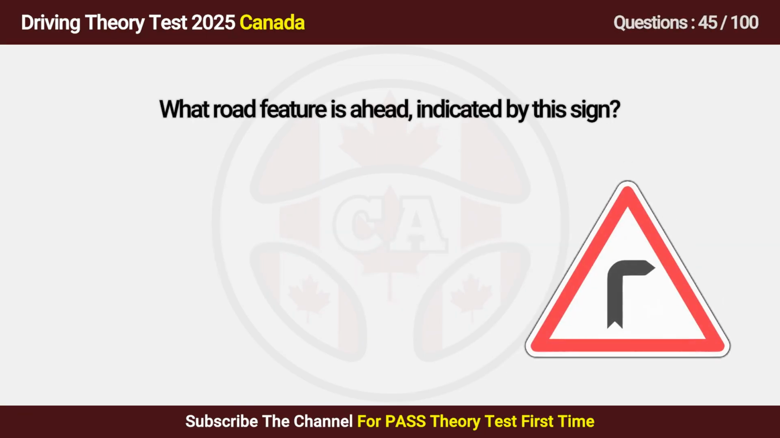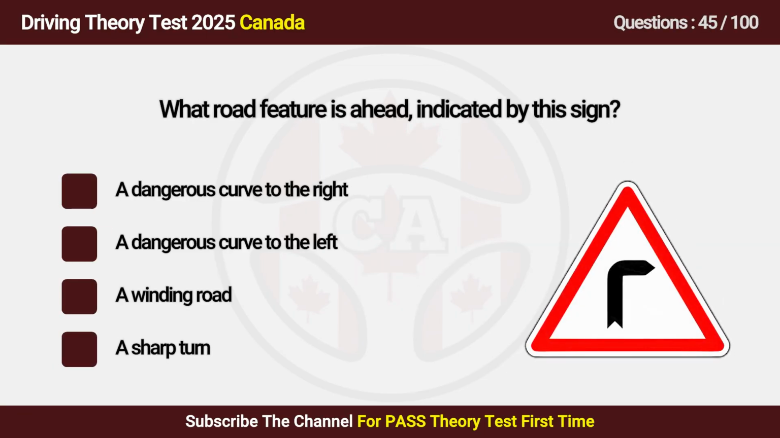Question 45. What road feature is ahead by this sign? A. A dangerous curve to the right. B. A dangerous curve to the left. C. A winding road. D. A sharp turn.